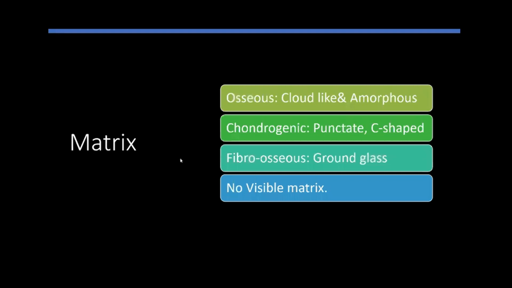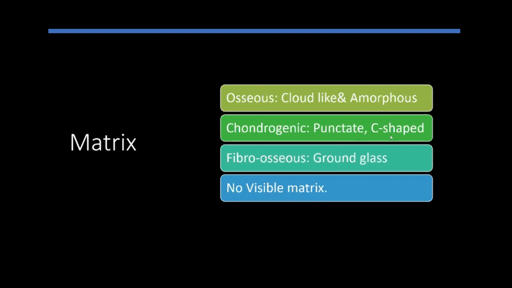The matrix: we have osseous matrix, cloud-like or amorphous, and chondrogenic, chondroid. Chondroid means lucency. When you find in the knee or the vertebrae on the X-ray the articular cartilage or the disc lucent, this means this is chondrogenic, and it is punctate or C-shaped because of the mineralization in the chondroid matrix, which gives apparently calcified foci called rings and arcs.